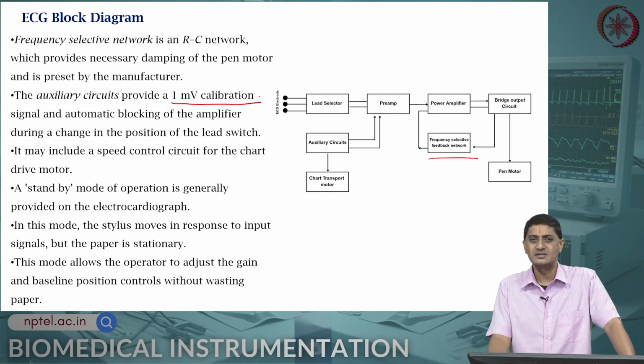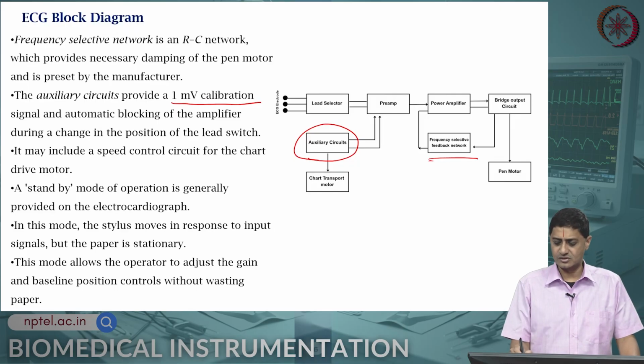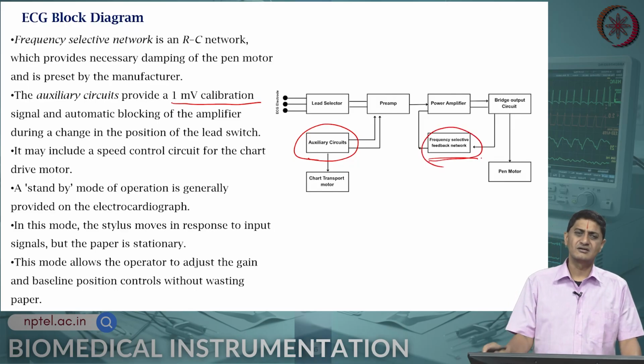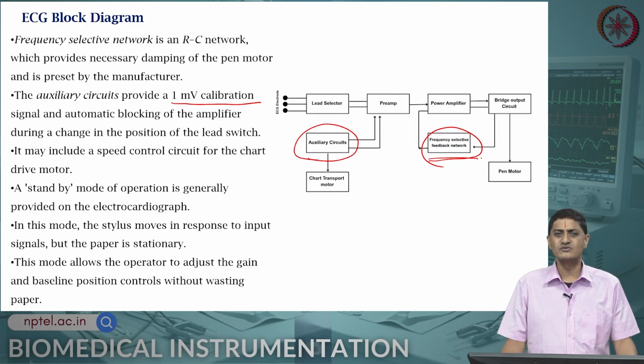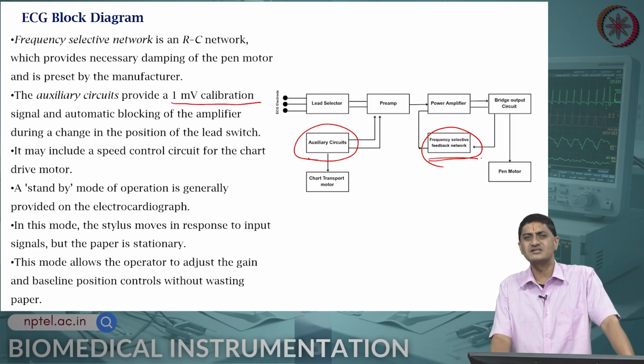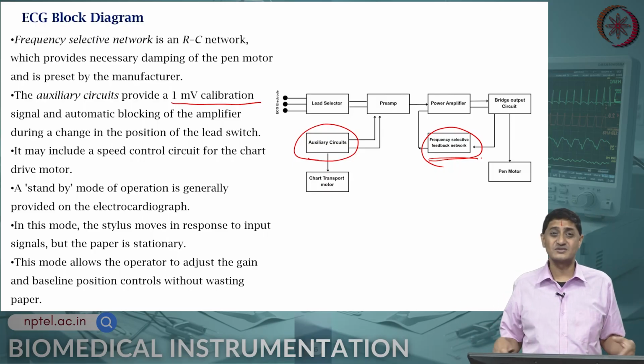It may also include a speed control switch. So, the chart motor is controlled by these auxiliary circuits, and the pen motor is controlled through this frequency selective feedback circuit. There is also a standby mode of operation that is provided, in which the stylus moves in response to the input signal, but the paper itself is stationary, the paper does not move, the stylus alone moves, just to check. This essentially allows the operator to adjust the gain and baseline, to adjust the system a little bit without wasting paper. If the paper is also moving, the pen is also moving, then a lot of paper will get wasted. So, this is another mode.